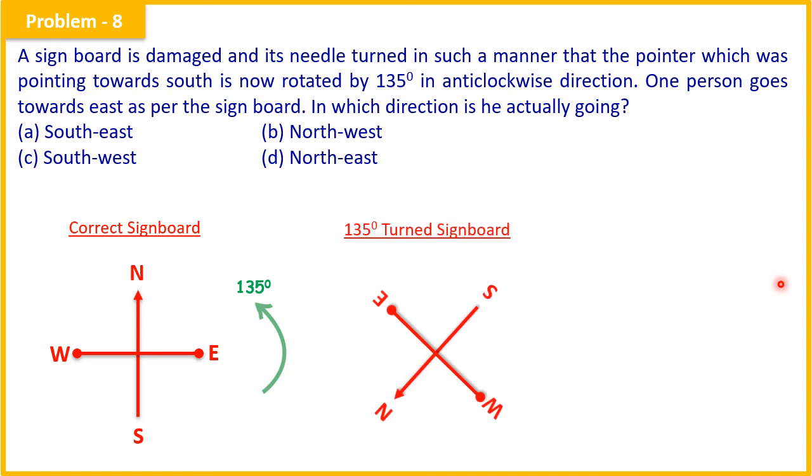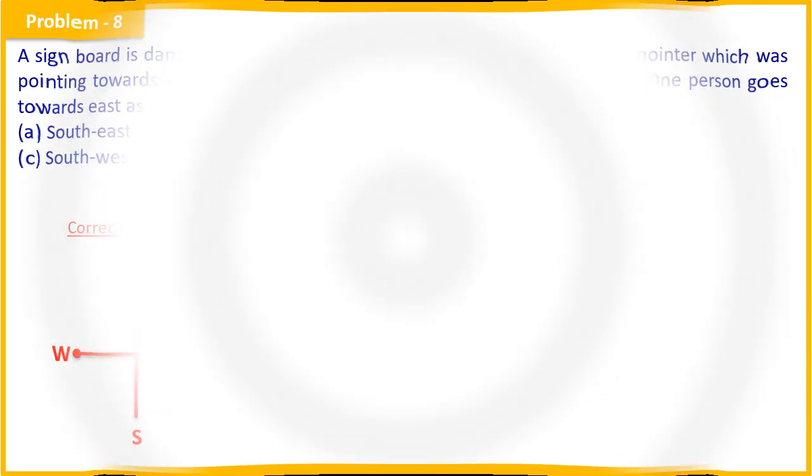Okay, as per this rotated signboard, a person is following and going in east direction. So the person is moving in this direction. The question is, in which direction is he actually going? So actually he is going in northwest direction. Option B will be the right answer.